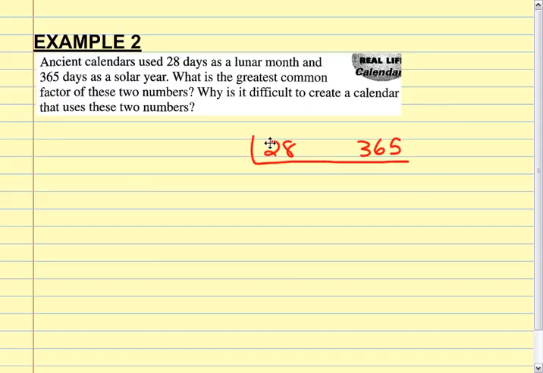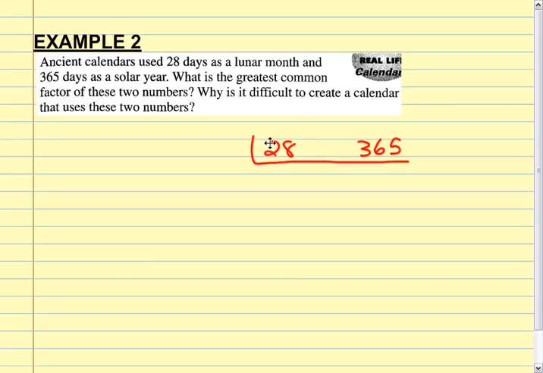My first rung of my ladder. What number goes into 28 and 365? I don't know. I know 1 does, right? I know 1 goes into both of them. What about 2? No. Does 2 go into both of them? No. 2 goes into 28, but not 365. What about 3? No, 3 doesn't either. What about 4? Nope. 4 goes into 28, but it doesn't go into 365. What about 5? No. 5 goes into 365, but not into 28.